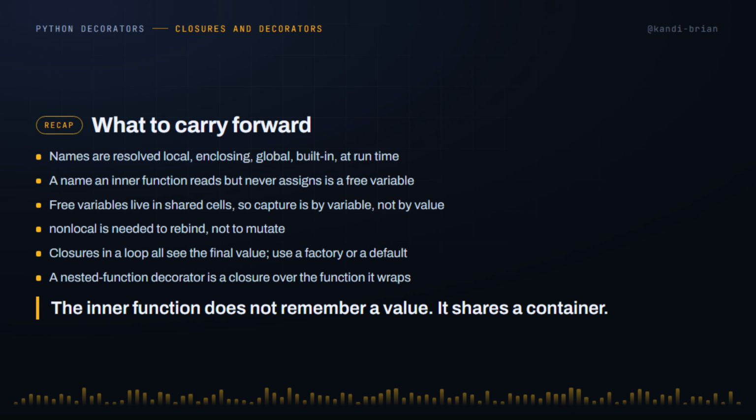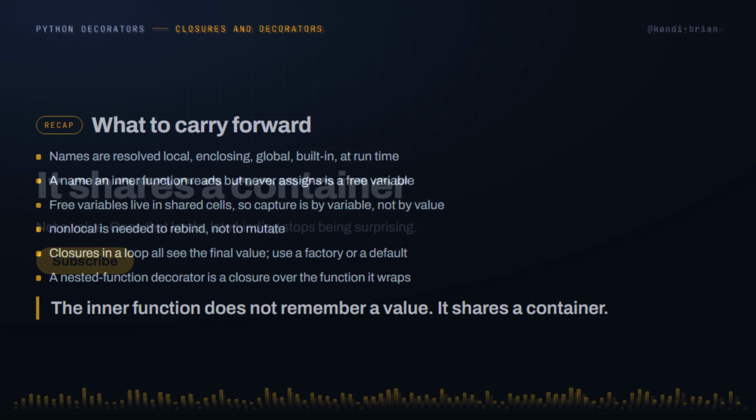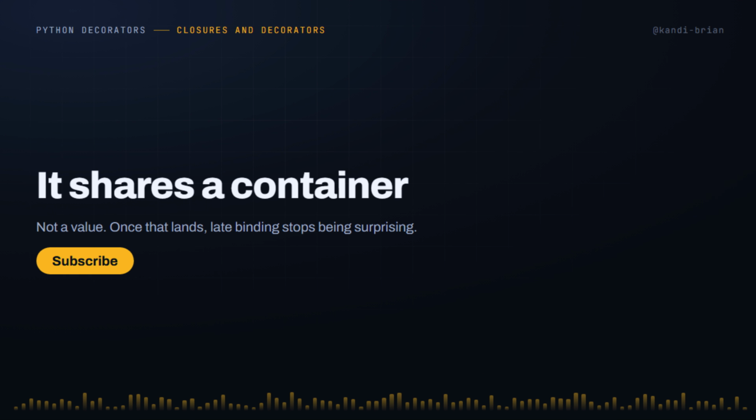So the video is about over. Let's recap real quick. Names resolve through local, enclosing, global, and built-in, and that happens when the line runs. A name an inner function reads without assigning is a free variable, and free variables live in cells shared between the two functions. That means capture is by variable, not by value, which is exactly why the loop version reports the final number. Nonlocal is what lets you rebind a captured name, while mutating an object never needed it. And a decorator built from nested functions is simply a closure whose captured value is a function. The inner function shares a container rather than remembering a value. Once all that sinks in, none of this becomes surprising again.